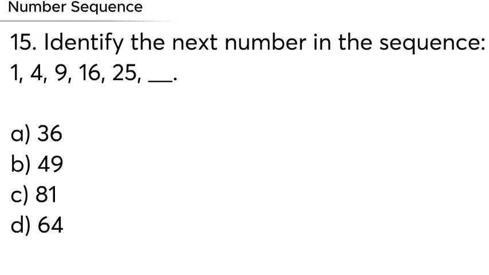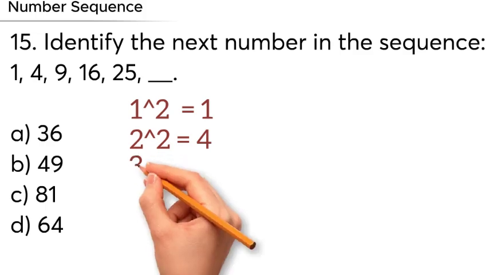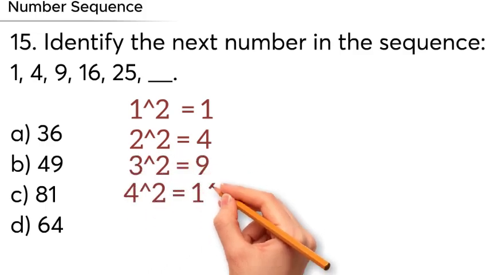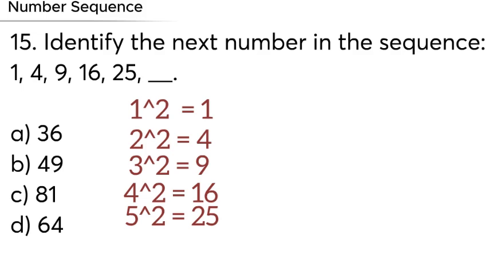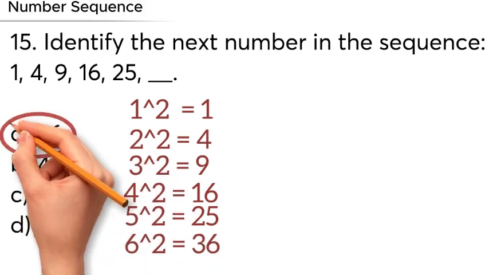We can see that the numbers in the sequence are all perfect squares. 1 squared is equal to 1. 2 squared is equal to 4. 3 squared is equal to 9. 4 squared is 16. 5 squared is 25. So, the next number is 6 squared, which is equal to 36.